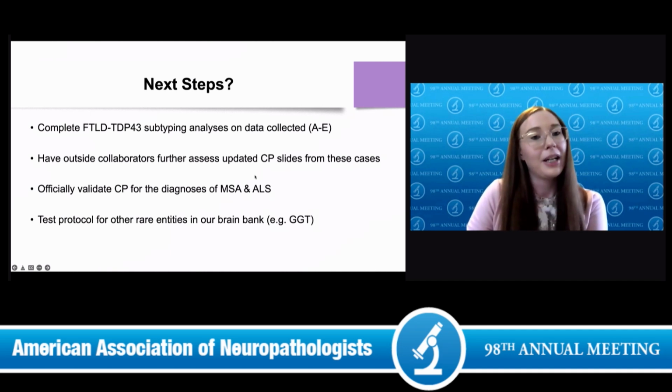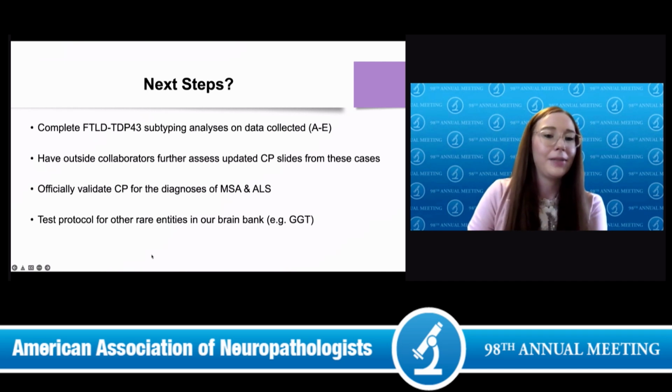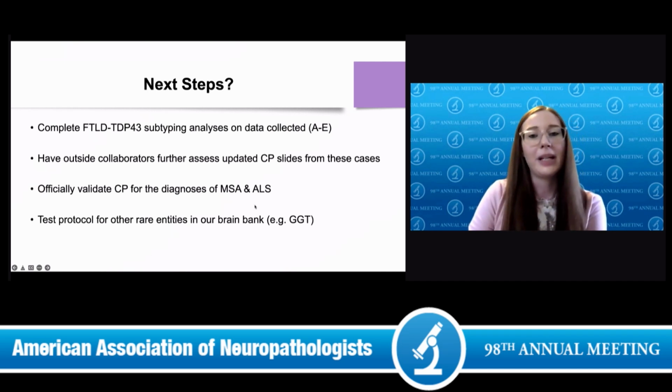And we are officially validating this protocol next for the diagnoses of multiple system atrophy and ALS. And lastly, we would like to test this for other rare entities in our brain bank, such as globular glial tauopathy.